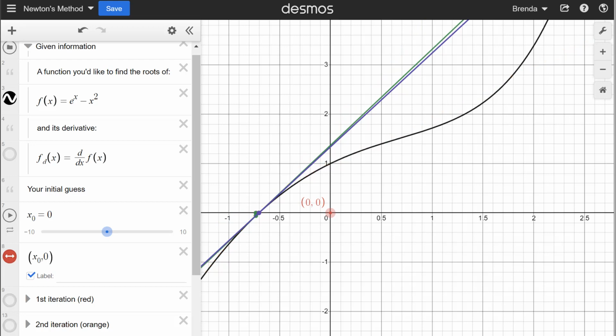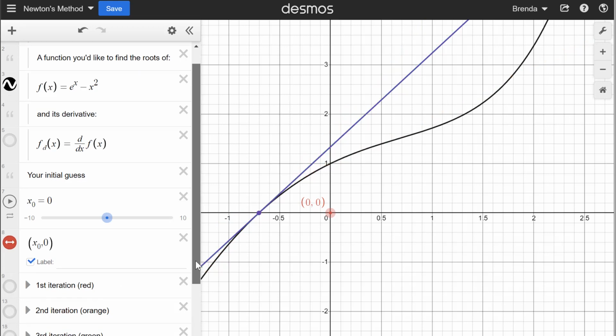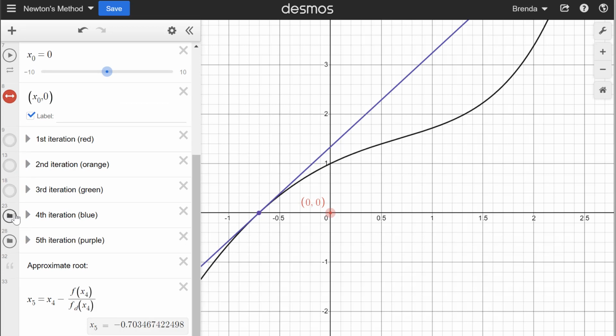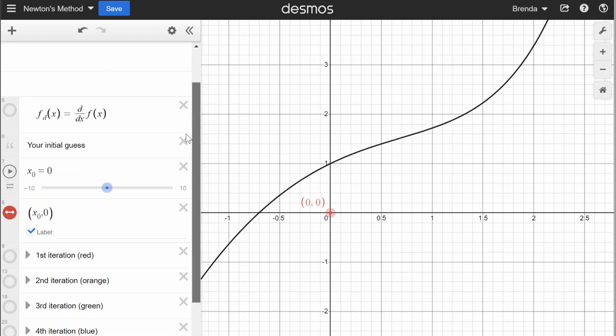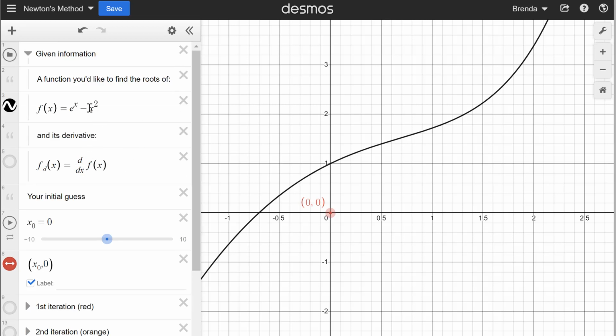So I'm going to clear off all these lines, just clicking these little buttons out to the side here to clear them off. And we're going to look at another function and just talk about some issues where sometimes this might have a little bit of difficulty. So I'm going to type a different function and then we'll look at that.